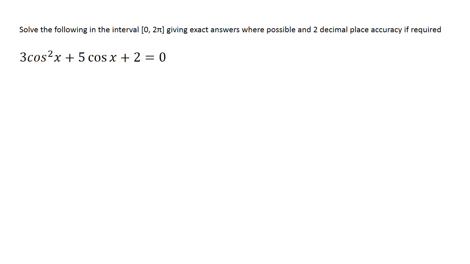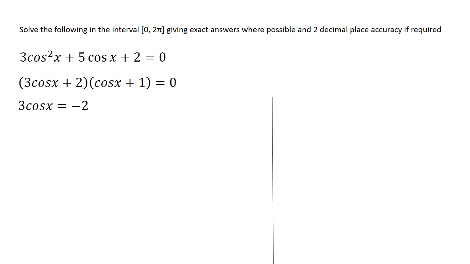This one is a cosine function. So it's 3 cos squared x plus 5 cos x plus 2 equals 0. The approach is the same. We're going to factor it. We're factoring it into 3 cos x plus 2 and cos x plus 1, both equal to 0. If we take them individually, we're going to end up with 3 cos x equals minus 2, which of course means that cos x is minus 2 over 3.